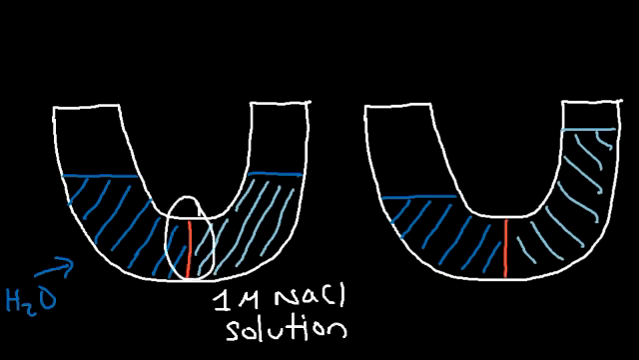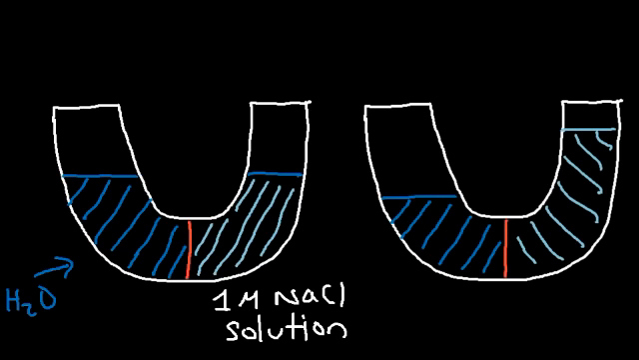Now, this red line represents the semi-permeable membrane. A semi-permeable membrane allows some things to pass through, but not everything. So this particular membrane is going to allow water to pass through, but not the solute ions such as sodium and chloride.